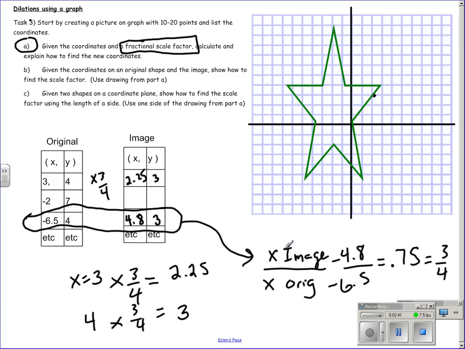So you're going to work backwards and prove to me that one of your points on your coordinate grid does actually give you back the scale factor. You could do it once or twice. That would be very good.